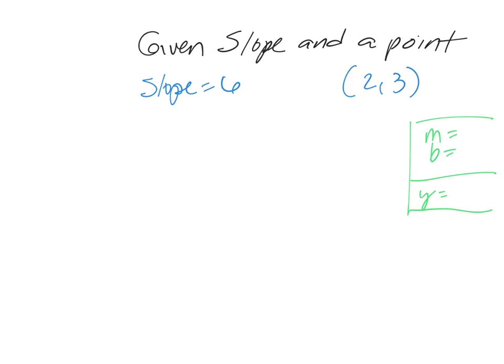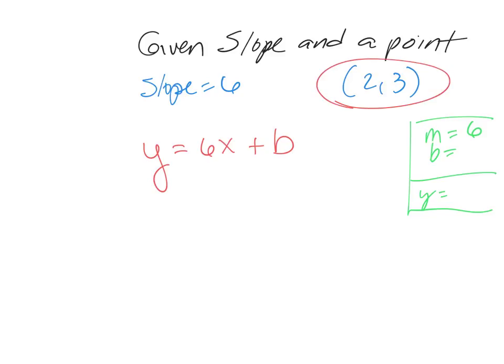So we have the slope, right? Where are we going to put the 6? Under who? Who is 6? M, as in slope. So now we have to find the b. So we go ahead and we do y equals 6x plus b, and now we use our point.